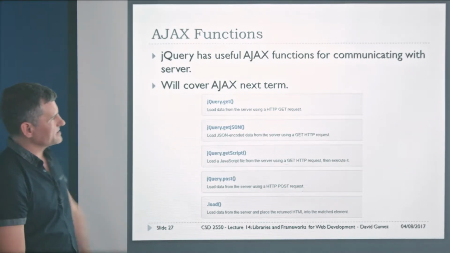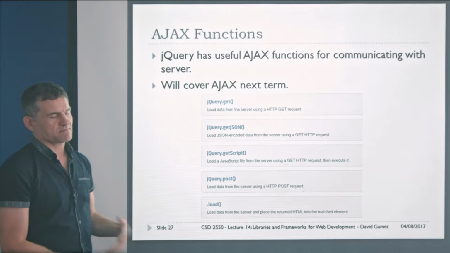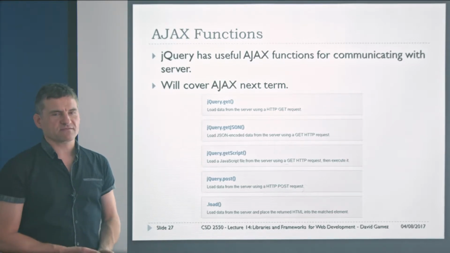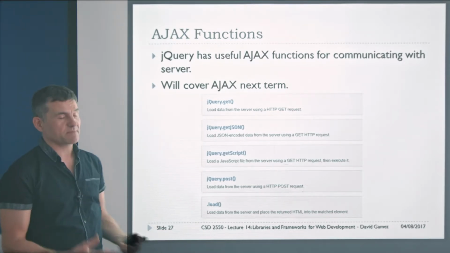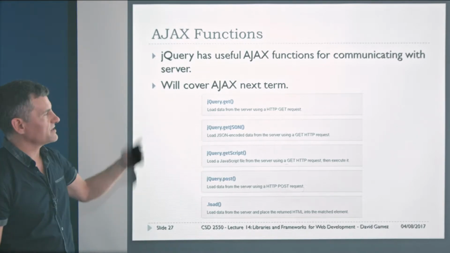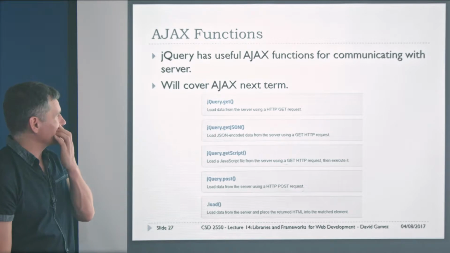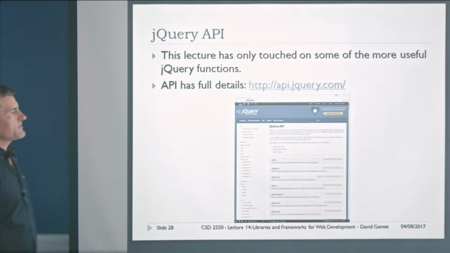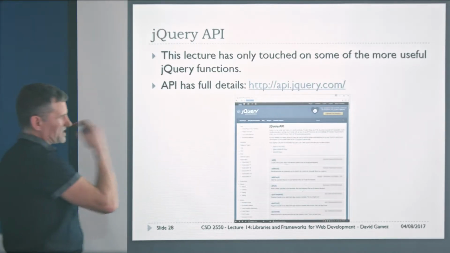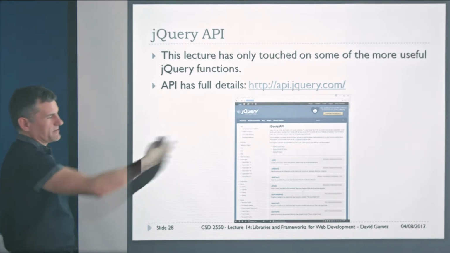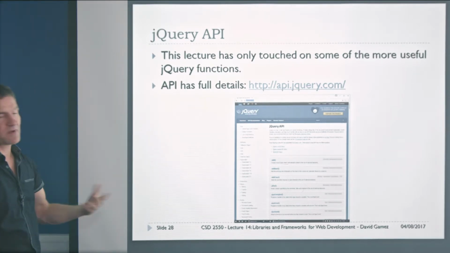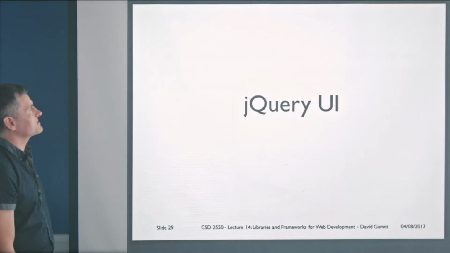I'm going to cover Ajax next term, but as you'll discover, Ajax is kind of fiddly. You've got this XML HTTP request stuff, and jQuery enables you to write the same functionality with fewer keystrokes. So if you want to know more about the API, have a look at the full details. All of the functionality of jQuery is documented in the API, and you can look at the different methods, what they do, and get some code examples as well.